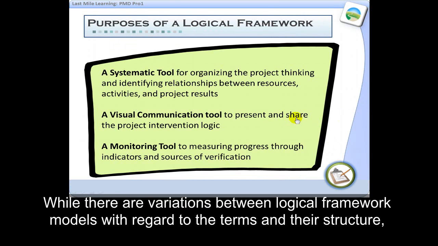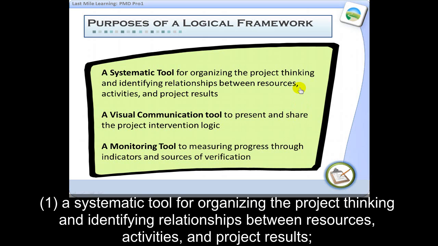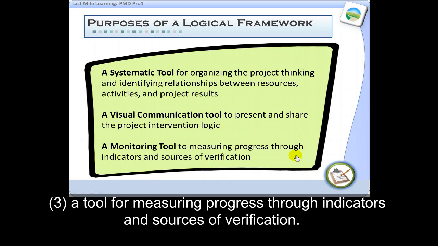While there are variations between logical framework models with regard to the terms and their structure, they are all intended to serve the same underlying purposes. Number 1, they are systematic tools for organizing the project thinking and identifying relationships between resources, activities, and project results. Secondly, they are a visual way of presenting and sharing the project intervention logic. And thirdly, the logical framework is a tool for measuring progress through indicators and sources of verification.